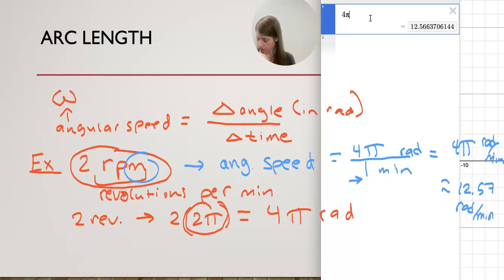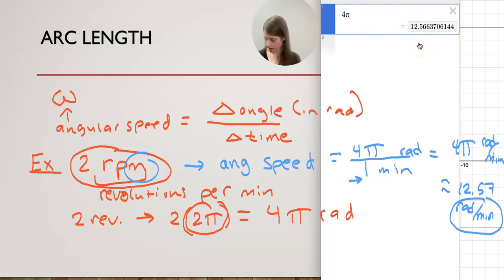Now, if you are asked to do any sort of time conversion, like they change from minutes to seconds or something like that, you have to work a little bit harder. But in this case, we just wanted our angle measurement. You can look at the units they have for us. We're just going to leave it as radians per minute. If they wanted something like radians per second, for example, then you could go ahead and convert those minutes to seconds and do a little bit more.